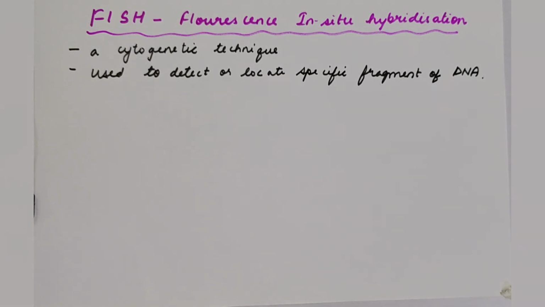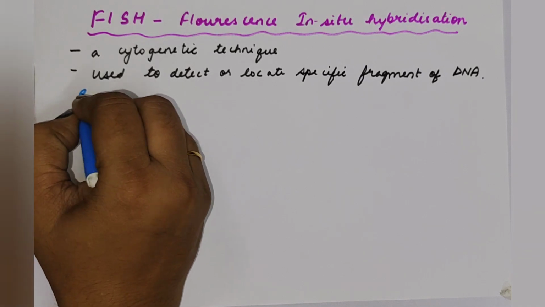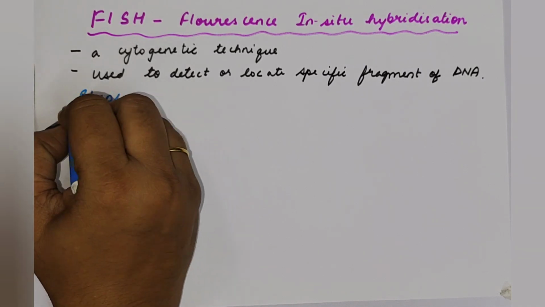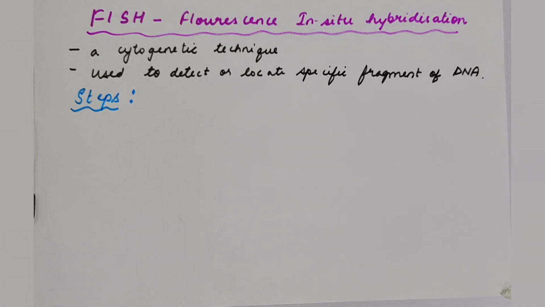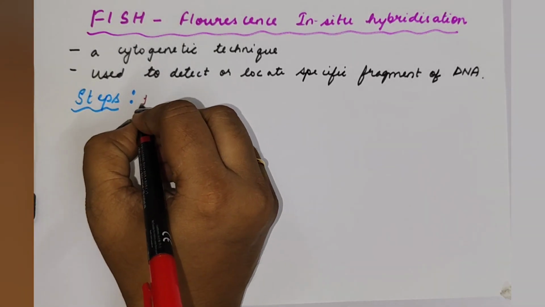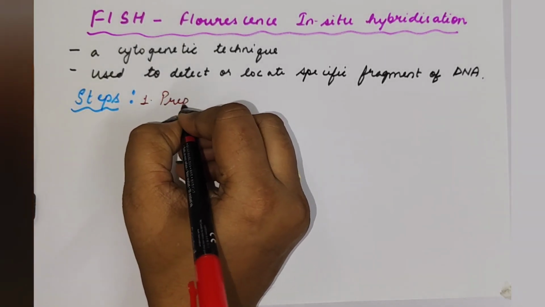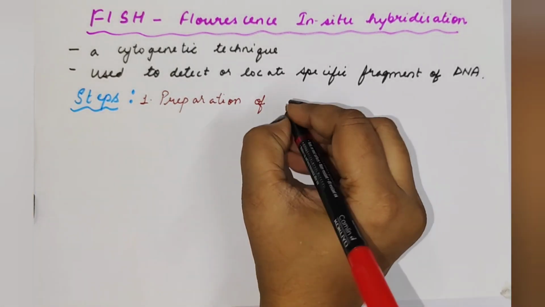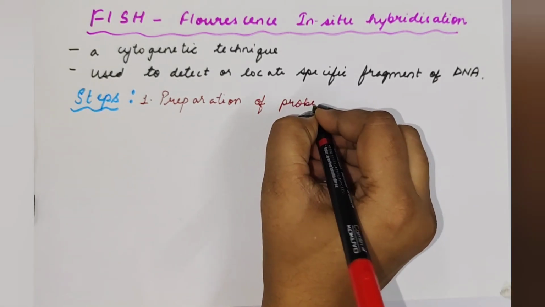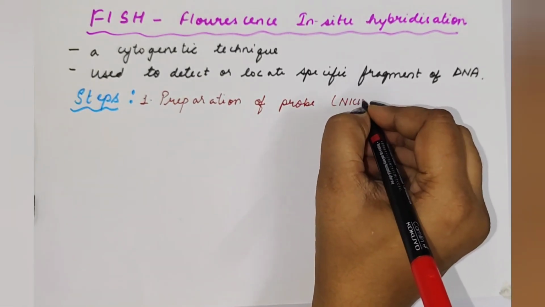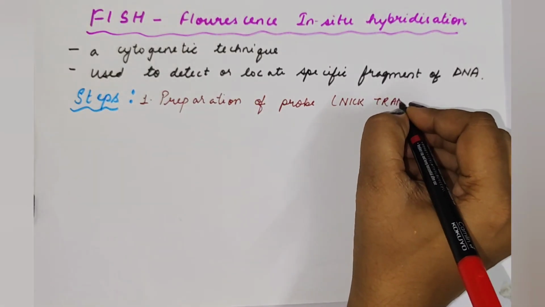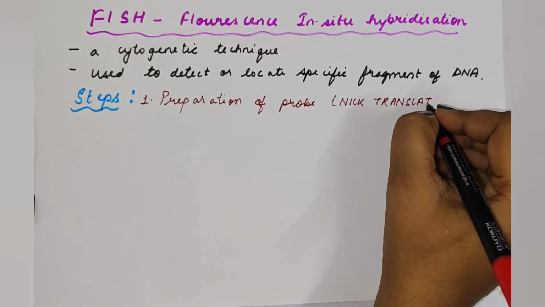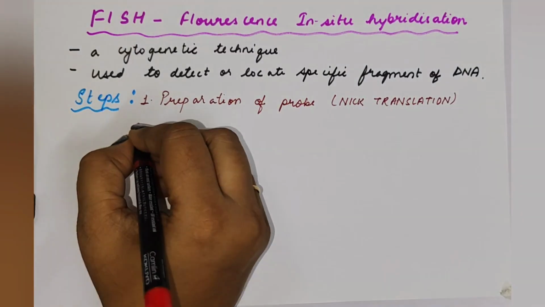Now, let us see the steps which are involved in this technique. So, the first and foremost step of this technique is the preparation of fluorescent probes. Now, these fluorescent probes are developed with the help of the technique known as Nick translation. A short video on this process, Nick translation, is already available on my YouTube channel. You can visit my channel and see the video on Nick translation for more details.